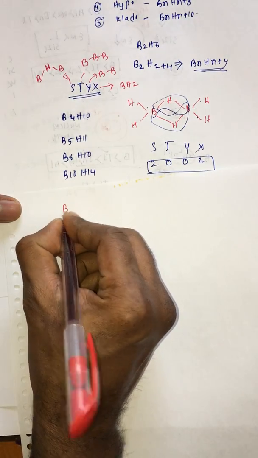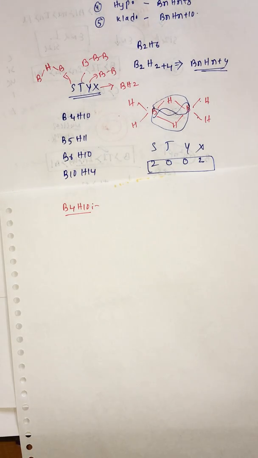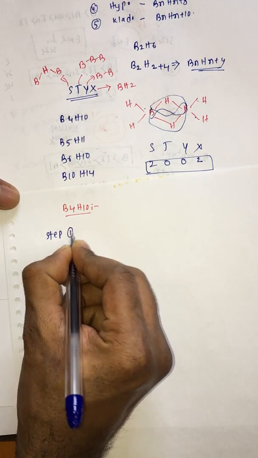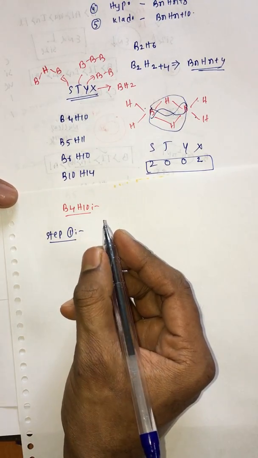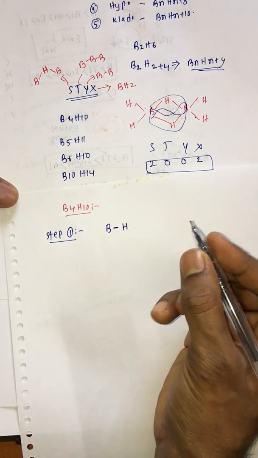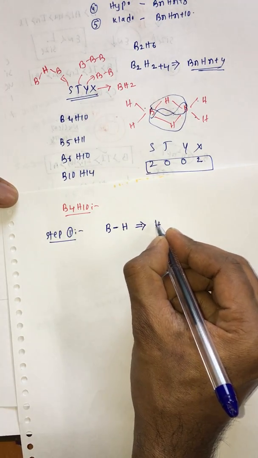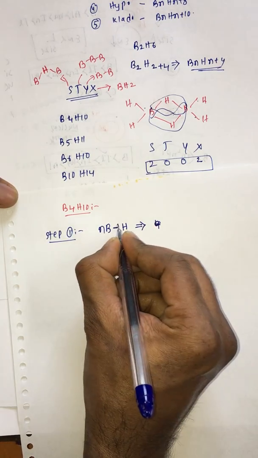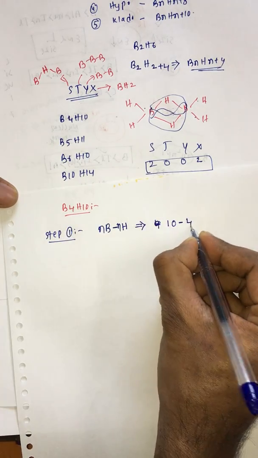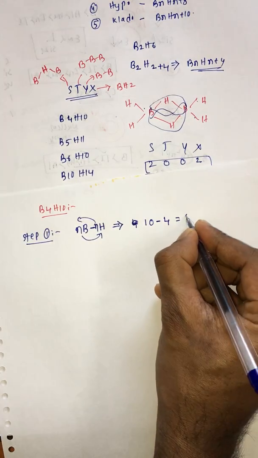So first we will take B4H10. There are 4 steps. Step 1: take the difference between the number of hydrogens and the number of borons. The number of borons is 4 here, and the number of hydrogens is 10. Take 10 minus 4. So the difference is 6.